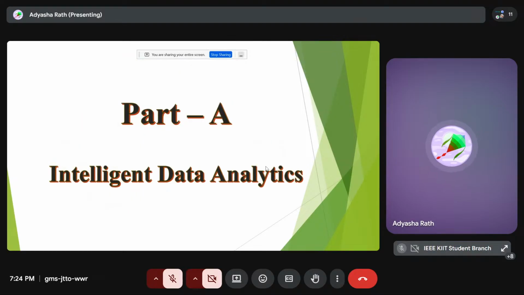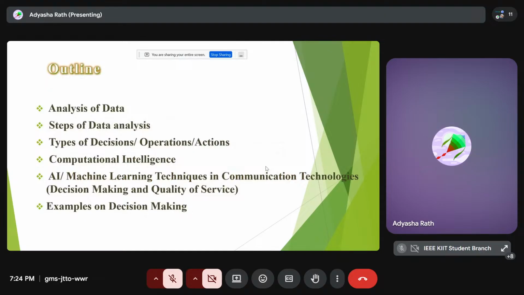So first, part A will be intelligent data analytics. First of all, we have to go through the data. In machine learning, without data, we cannot do anything because it is completely dependent upon data. First of all, we have to do analysis of the data, what is there in the data, and the type of the data, like tabular data or text data or image data or signal data or sound data. There are different types of data. Then after that, we will discuss the steps of data analysis, then types of decisions or operations or actions, then computational intelligence, then AI or ML techniques, then decision making.